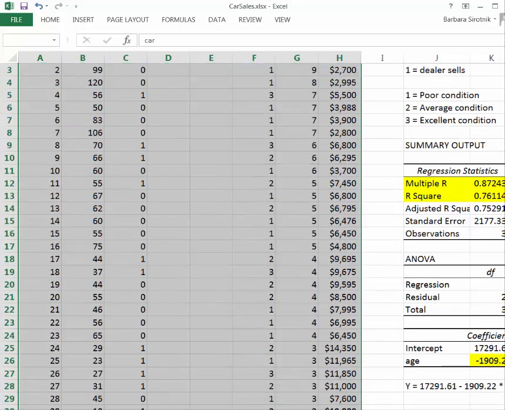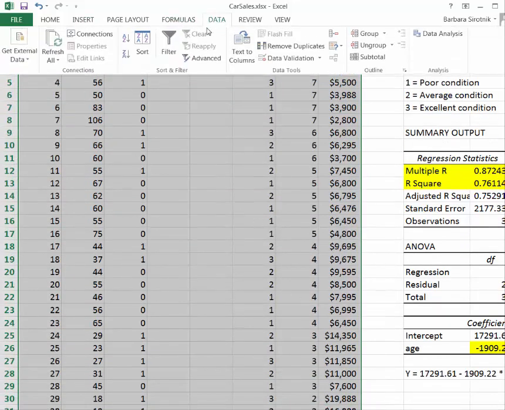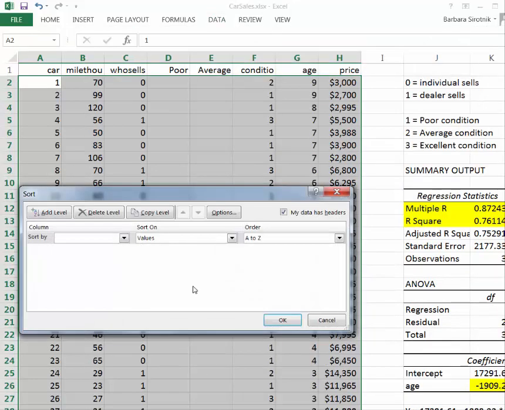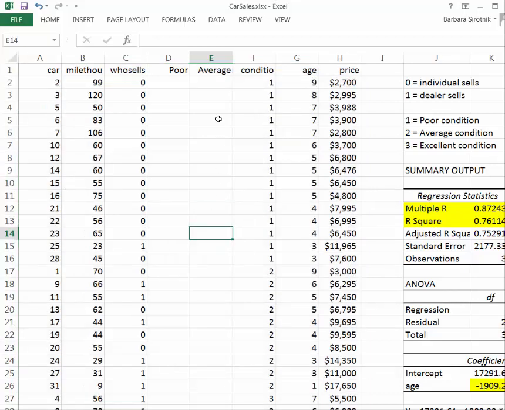So I'm going to highlight my data. I'm going to do a data sort. And I'm going to sort by condition from smallest to largest. So now my life's going to be a little bit easier.